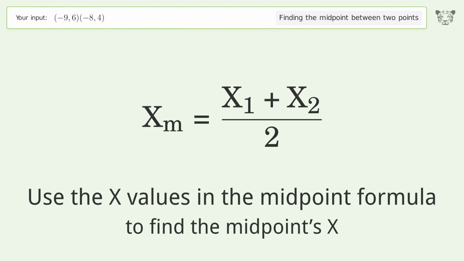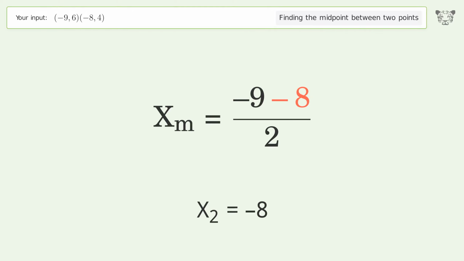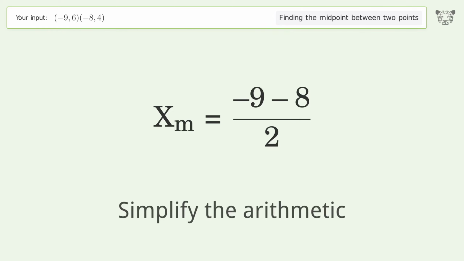Use the x values in the midpoint formula to find the midpoint's x. x1 equals negative 9. x2 equals negative 8. Simplify the arithmetic.